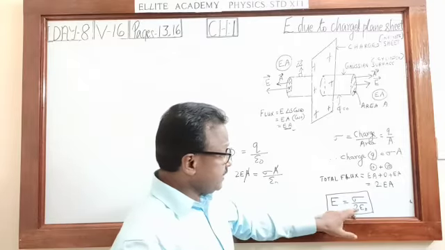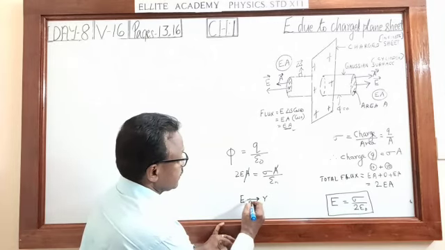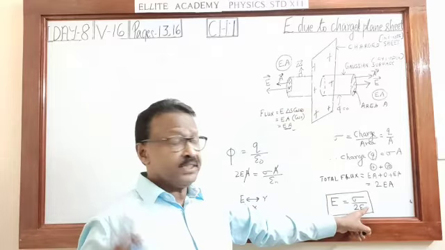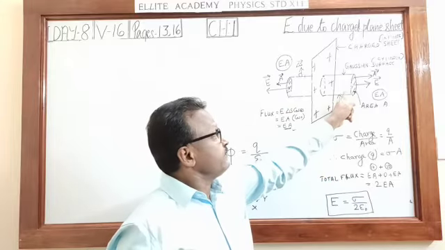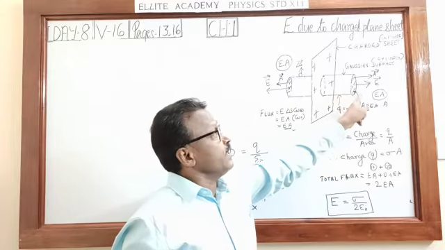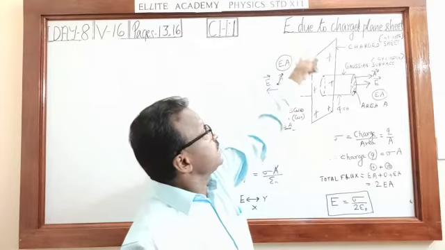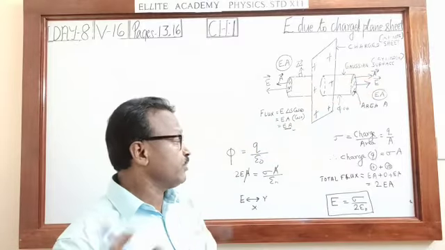Here is a surprising thing: E does not depend on the distance R. There is no relation between E and the distance R. Is the distance R coming in the equation? No. So whether the point is very nearby, a little far away, or still farther away, the electric field is the same. The electric field due to a charged plane sheet or plate does not depend on the distance.